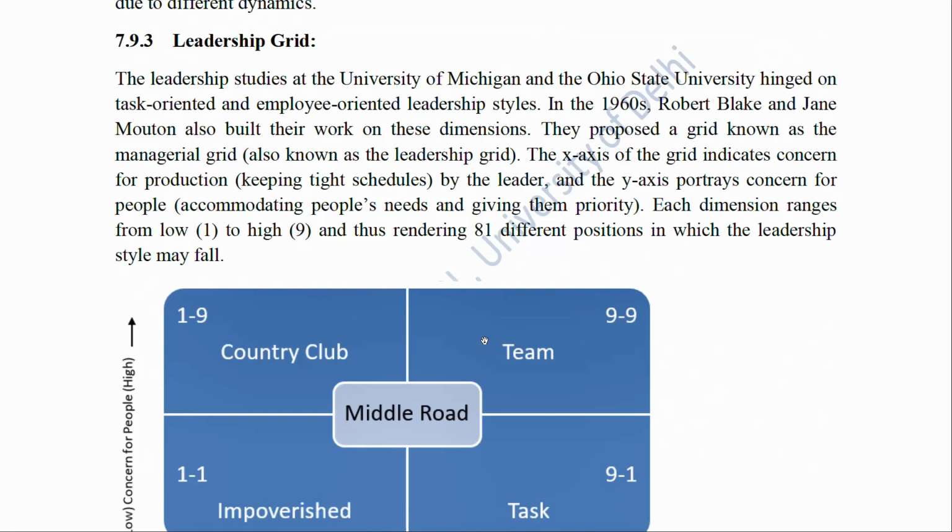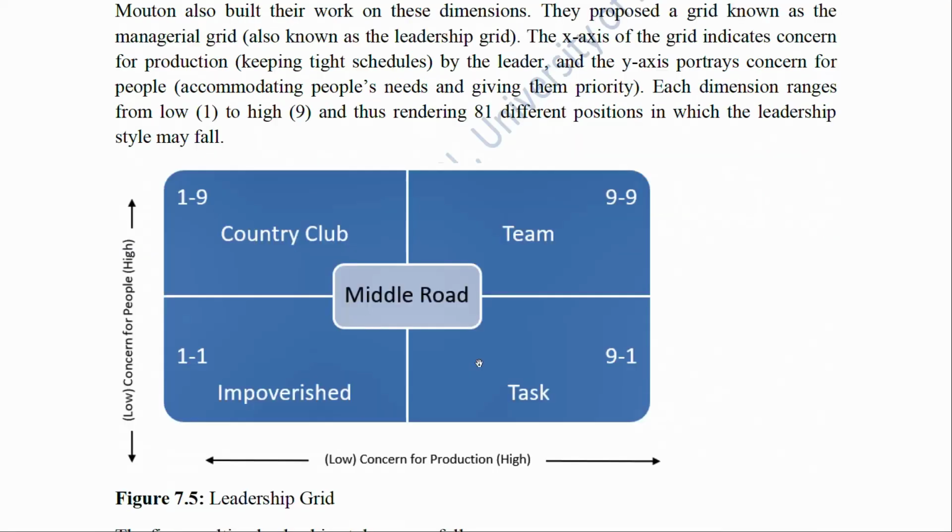The x-axis of the grid indicates concern for production by the leader, and the y-axis portrays concern for people, that is, accommodating people's needs and giving them priority. Each dimension ranges from low, that is 1, to high, that is 9, and thus rendering 81 different positions in which the leadership style may fall.